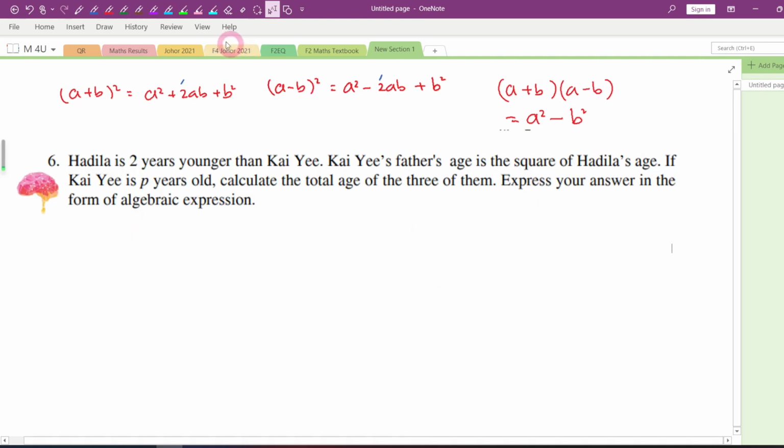Okay, now let's look at question number 6. So this type of question will be a little bit hard because no expressions are given to you. You have to form it yourself.